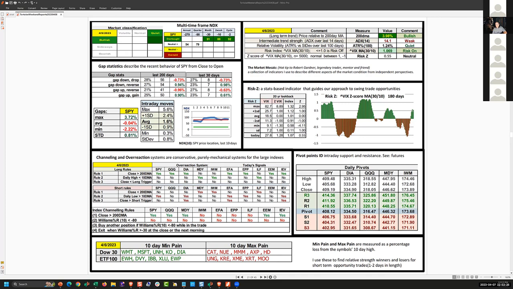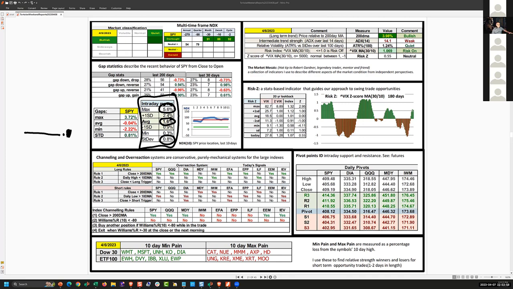And then this is the intraday moves of the S&P. This is 1 day over the last 200 days. The biggest single intraday move from high to low was 5.5%. The average move was 1.6, and the standard deviation was 0.8. So what constitutes an average move is, what do we say, 1.6.